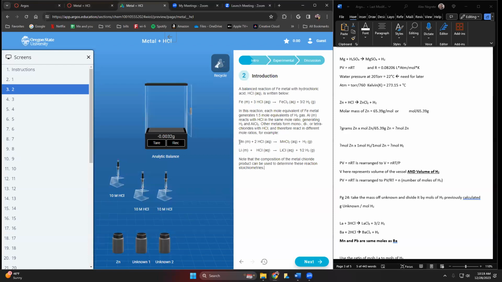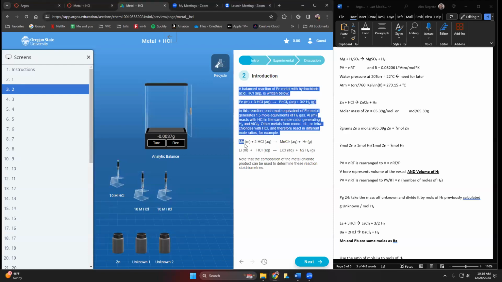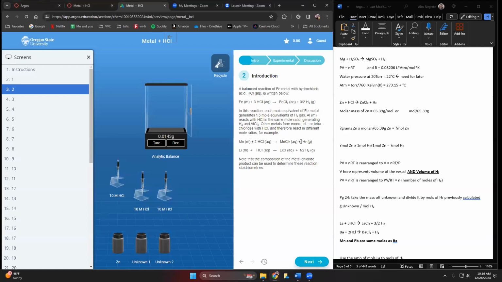And we can see that the ratio of metal to the ratio of hydrogen gas is a 1-to-1 ratio here. Here, it's a 1-to-half ratio. Here, it's a 1-to-3 halves ratio.